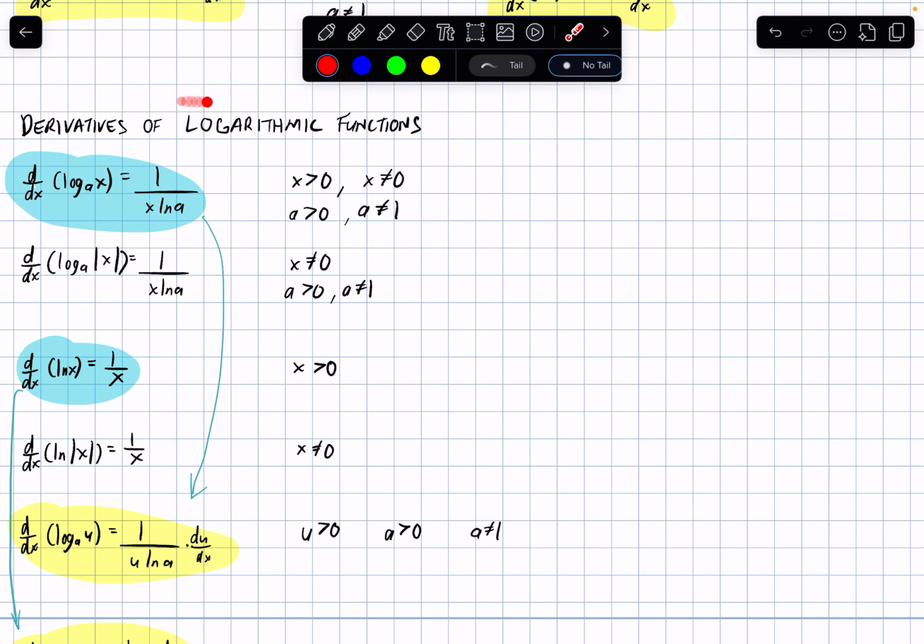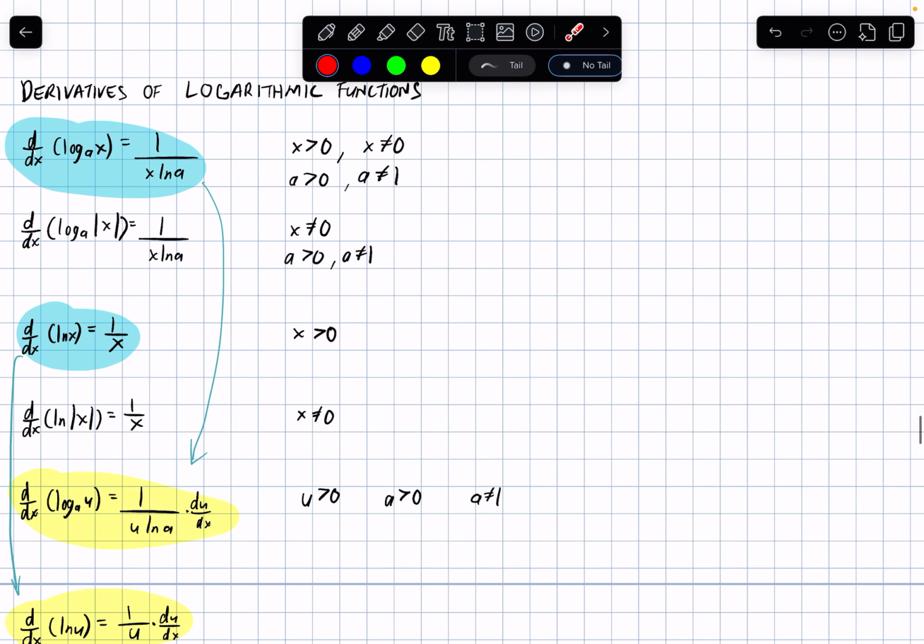So, derivatives of logarithmic functions. We have the derivative of log x base a, that is equal to 1 over x ln a, the base. In another way, you can say that the derivative of log u base a is equal to 1 over u, the exponent. Oh, no, just the u. Times ln a, the base, times the derivative of u.